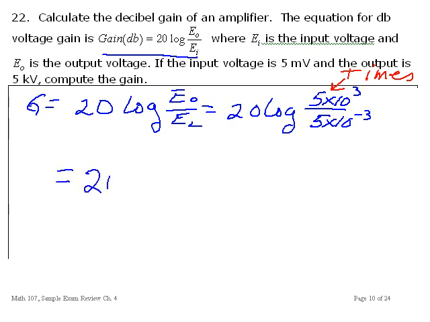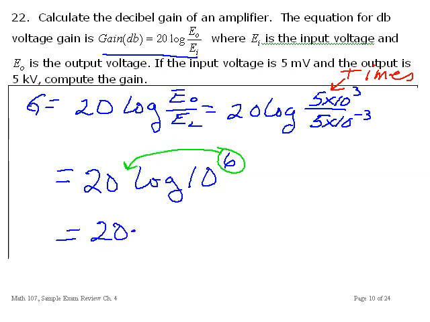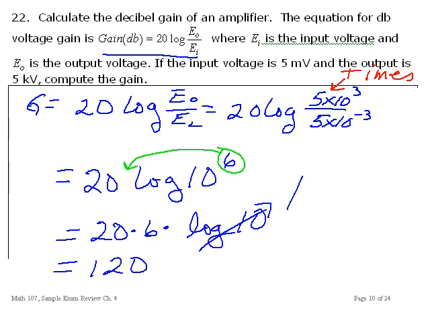What I have here is 20 times the log. Remember, the 5's canceled, and it was 3 minus a negative 3 times 10 to the 6th. Okay, what happens with log? This 6 comes out in front as a multiplier. So I'd have 20 times 6 times the log of 10. Log of 10 is 1, so this becomes 120 dB gain on that amplifier.